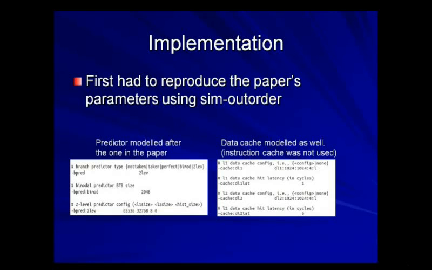Now I would like to discuss the implementation of my solution to this problem. I needed to make my configuration similar to what was described in the paper. So for the branch predictor, I did my best to mimic what they described in the paper. And for the data cache, I believe I was able to accurately reproduce what they described in the paper. And they did say in the paper that they did not use an instruction cache, so I only needed to modify the data cache.